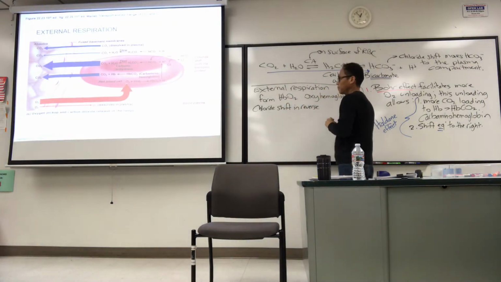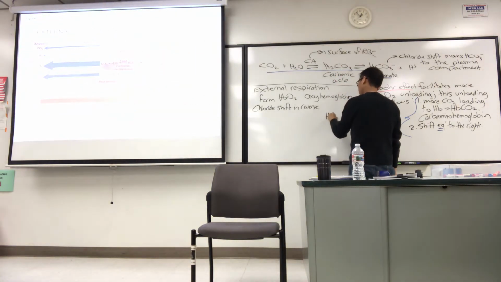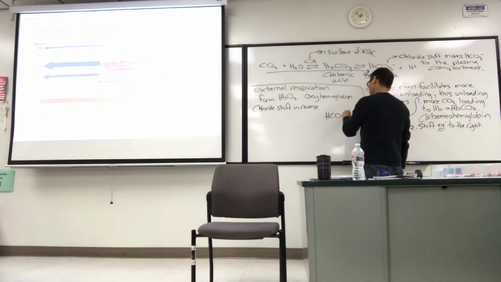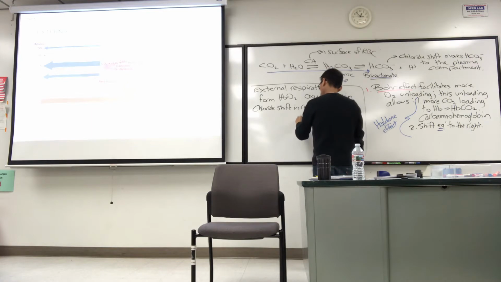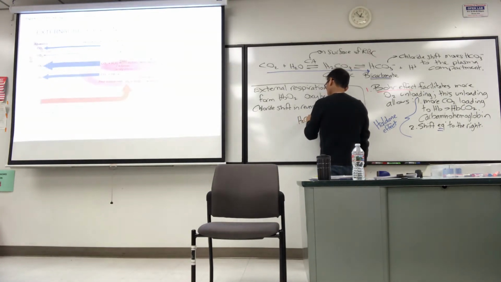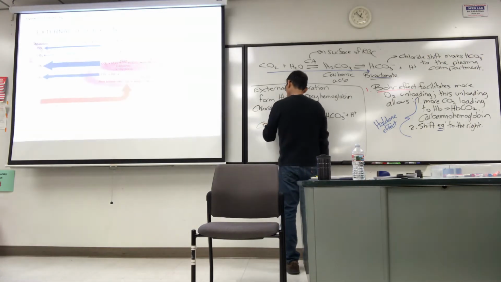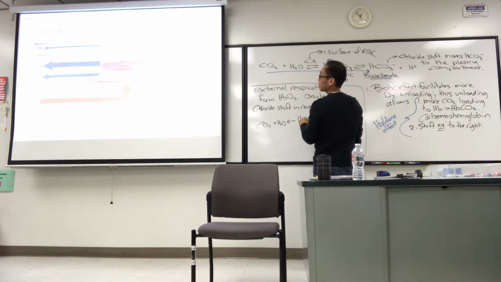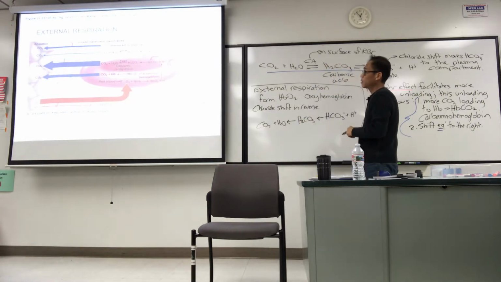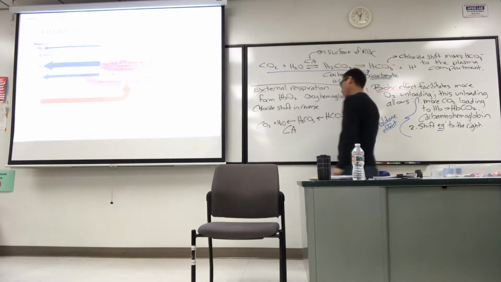Okay, that puts the bicarbonate on the surface of the RBC where the carbonic anhydrase is. It just goes this way, forming carbonic acid. And then that dissociates into CO2 plus H2O. Put my carbonic anhydrase right there.